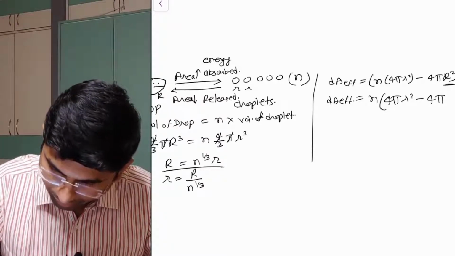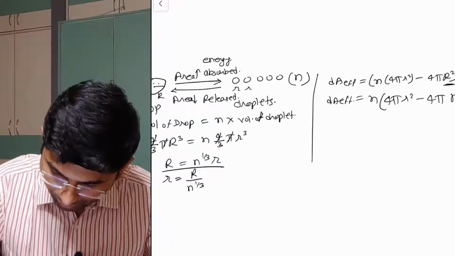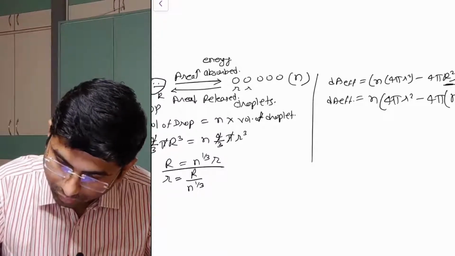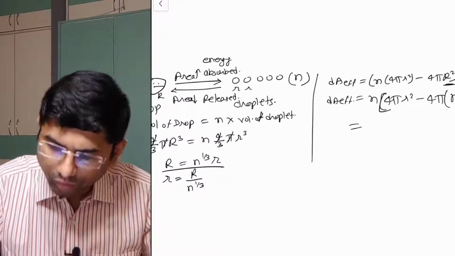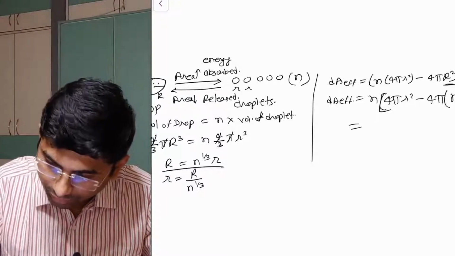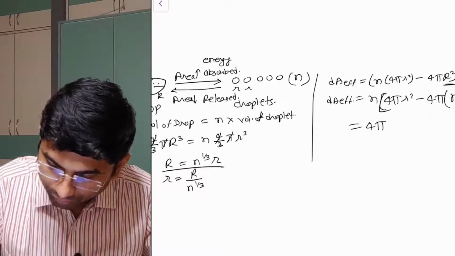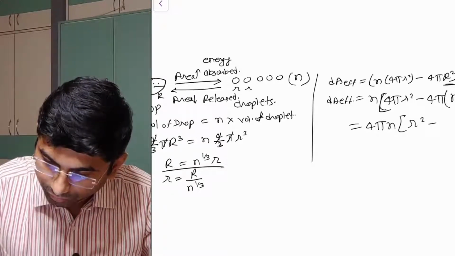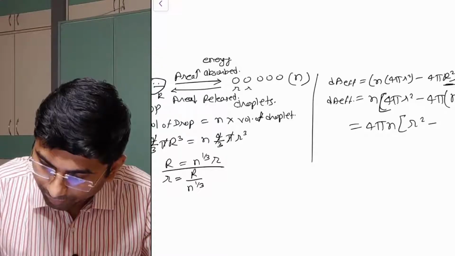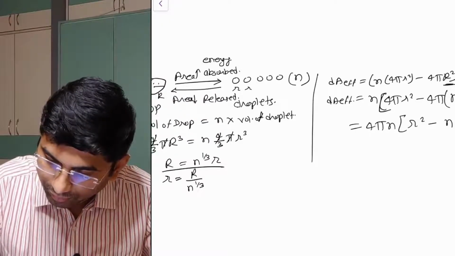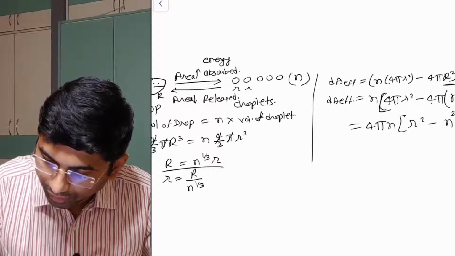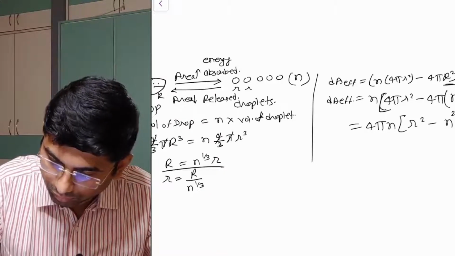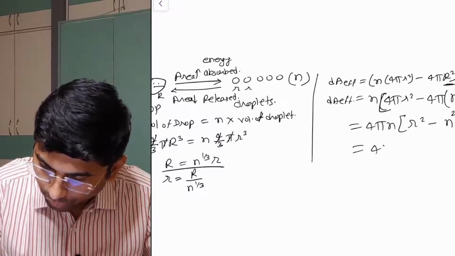R will be n raised to power 1 by 3 into small r, whole square. 4 pi can be taken outside. I am taking it out. 4 pi n in bracket r square minus, here again 4 pi, here it will be n square upon 3 r square. Therefore my answer will be 4 pi.